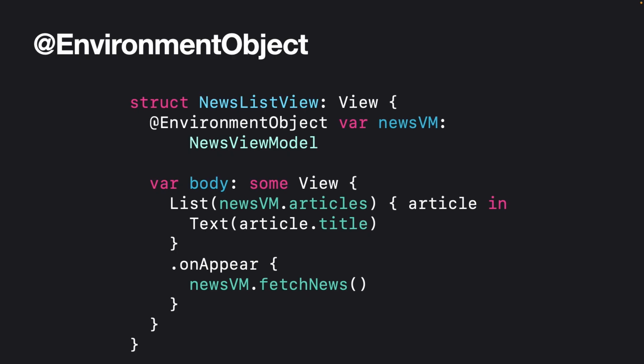SwiftUI automatically finds NewsViewModel from the environment. No explicit wiring in this view. You didn't have to pass anything through the initializer, and you didn't have to manually hook things up. This is one of the biggest benefits of using EnvironmentObject. It keeps your view code lightweight and focused. Any view that lives under the root can just grab the shared view model and start using it. That makes it super useful for things like user sessions, settings, or data that multiple screens need access to.